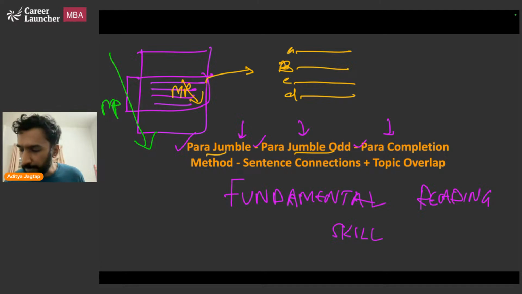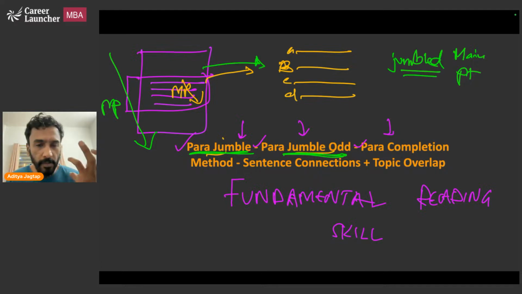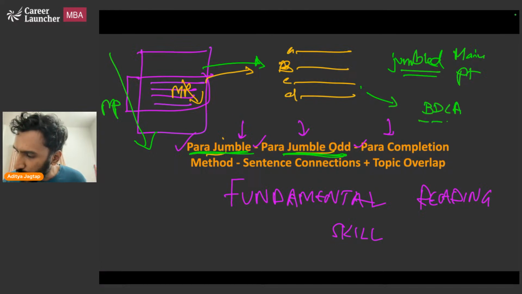Now, this order A, B, C, D in the case of parajumble odd one out is made by the examiner. This order is supposed to jumble the main point, correct? So this new order for the parajumble question or the parajumble odd one out question represents a mixed version of the original main point. So what is expected out of us is we convert this to BDCA. Let's say this is the sequence. We convert this to BDCA.